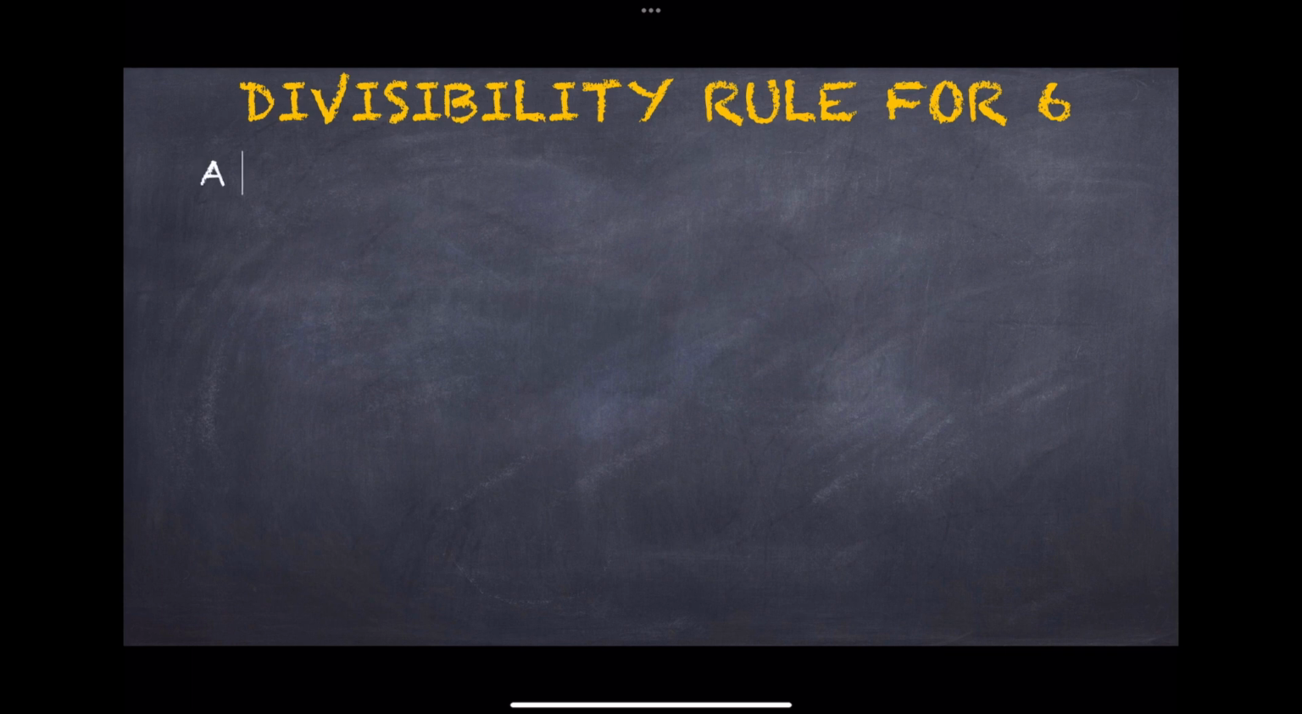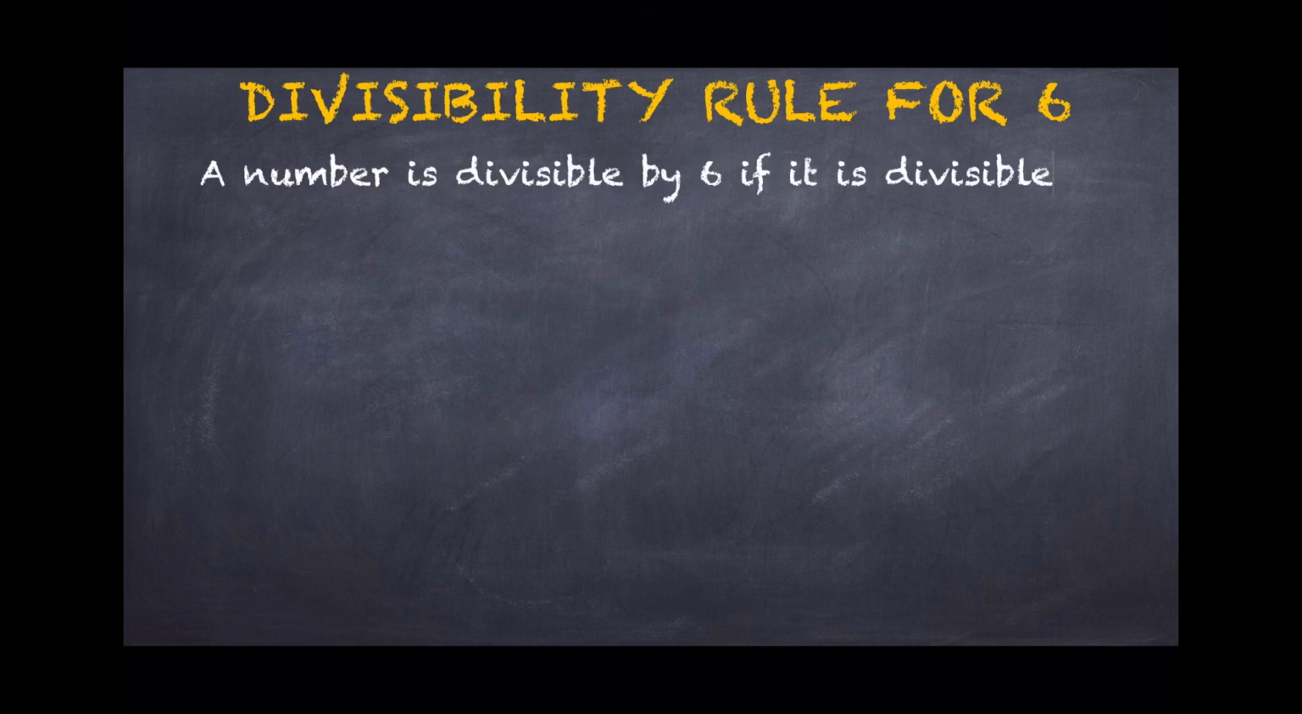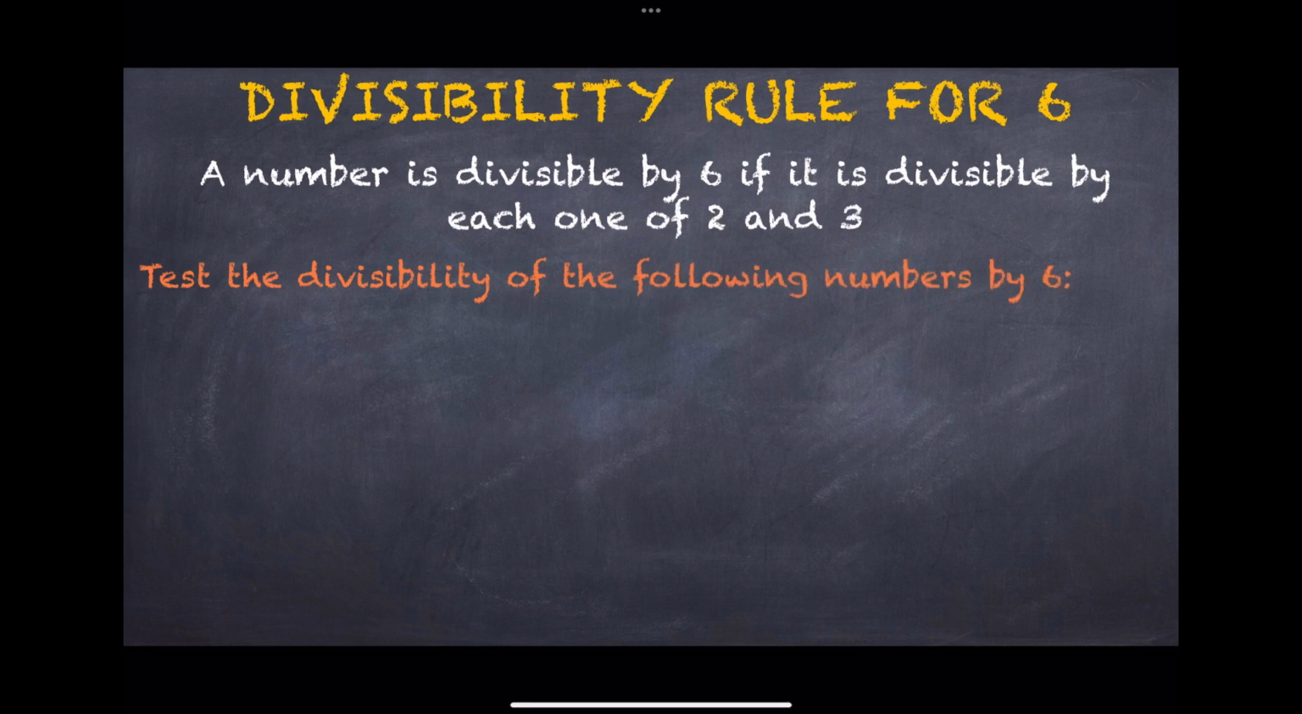Divisibility rule for 6. A number is divisible by 6 if it is divisible by each one of 2 and 3. So, we must test whether the given number is divisible by both 2 and 3 to test its divisibility by 6. Let us take up a few examples.